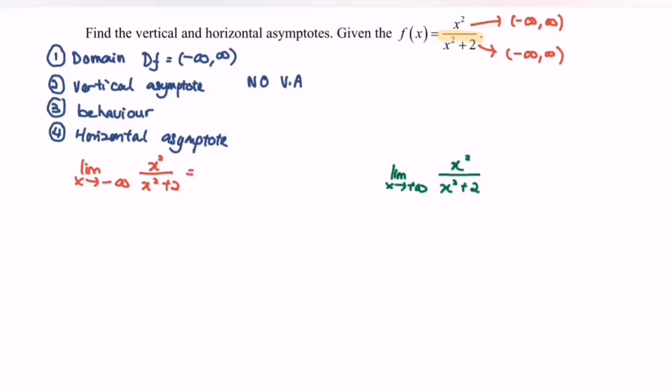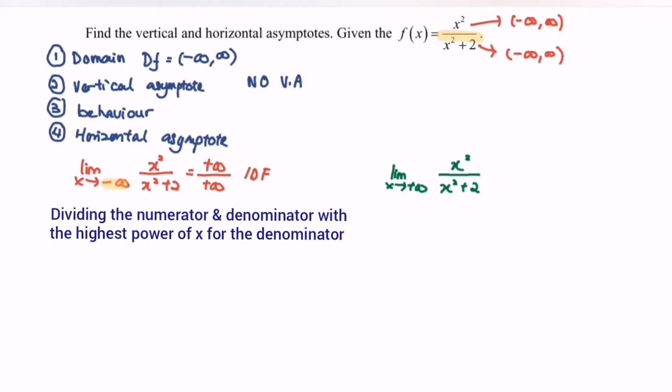If we substitute the value negative infinity, we will have positive infinity for the numerator, and same goes to the denominator. So in this case, we denote it as IDF or indeterminate form. So what is the strategy that can be used in this case?